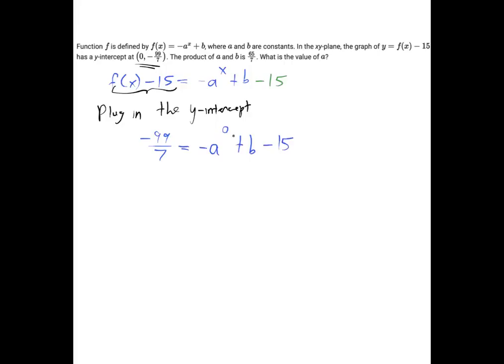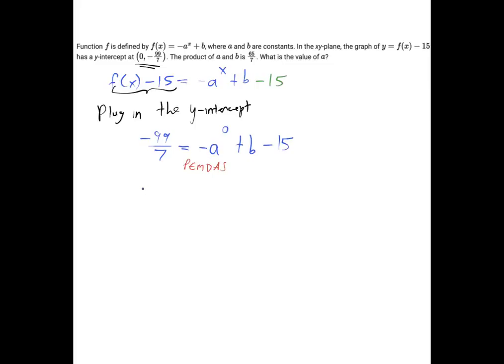Now, this situation here is a PEMDAS, Please Excuse My Dear Aunt Sally situation, and you want to be really careful with it. This is one of the spots where most mistakes will be made. We need to take care of this exponent first, a to the 0, before we take care of this negative 1. The reason is that the negative on the outside is just like multiplying this whole thing by negative 1.